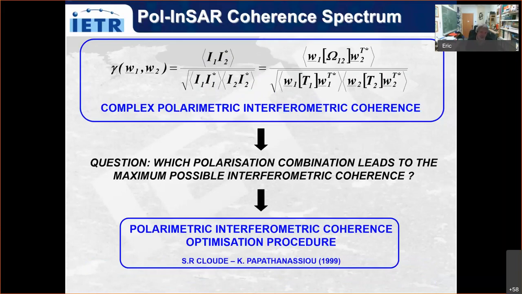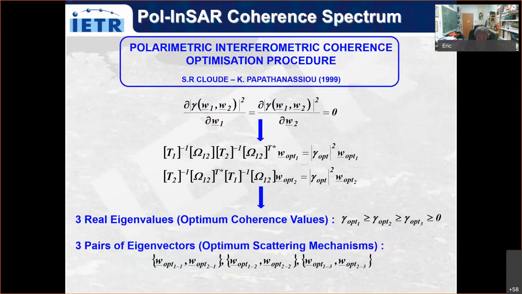So the optimization answers the question: which could be the best polarization combination to get the maximum possible interferometric coherence? The idea here is to find the omega 1 and omega 2 which are going to maximize this expression. This is pure signal processing, derived by Jean-Claude and Konstantinos Papathanassiou, and it reaches what we call the optimum parametric interferometric coherence. This is the derivation. I'm not going to go into the details because you can find it in the paper.